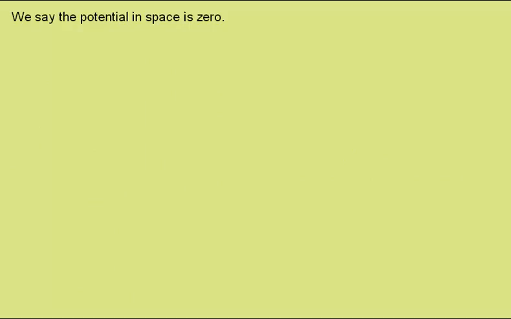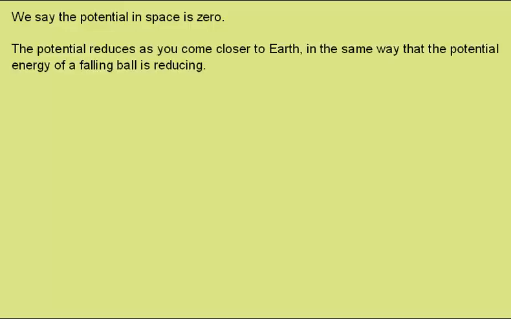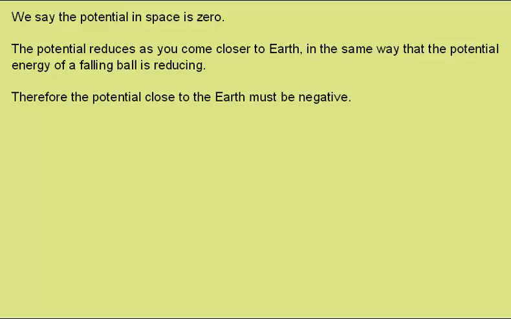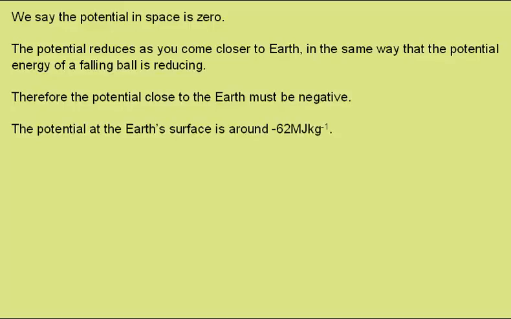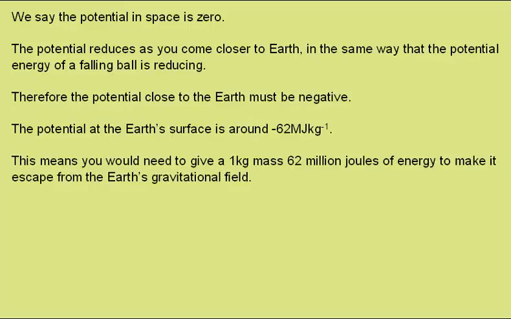We say that the potential in space is 0. The potential reduces as you come closer to the Earth, in the same way that the potential energy of a falling ball is reducing. Therefore, the potential close to the Earth must be negative if it is to be less than 0. The potential at the Earth's surface is around minus 62 megajoules per kilogram. This means you would need to give a 1 kilogram mass 62 million joules of energy to make it escape from the Earth's gravitational field.